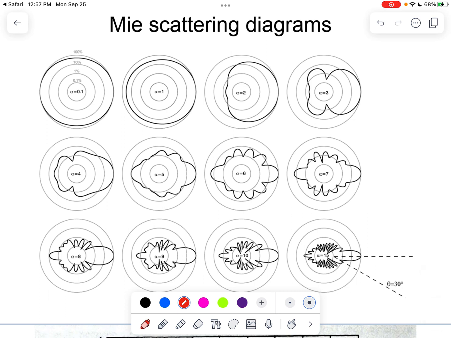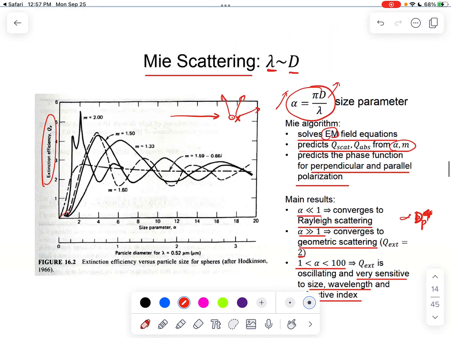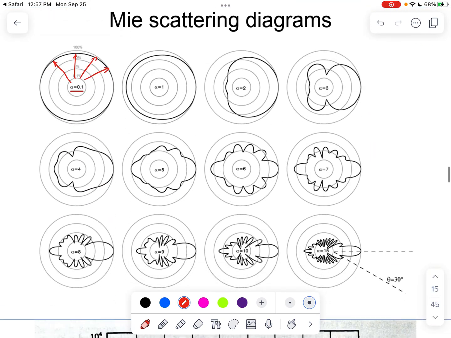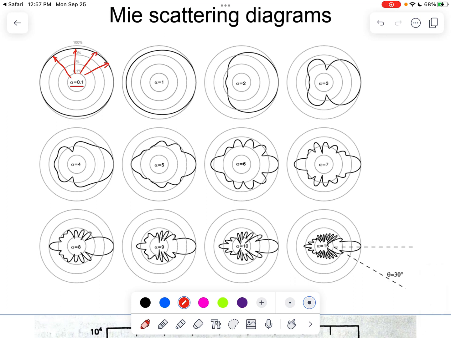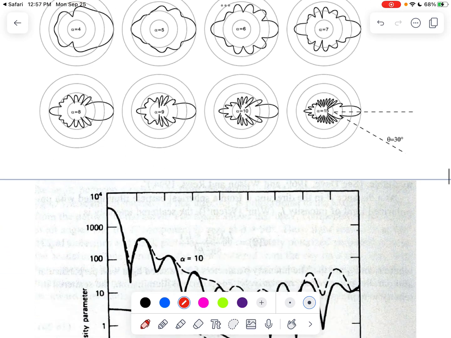Okay, so here it's showing you the Mie scattering diagram. So basically it's the intensity of the scattered light in different directions, and this is parallel to this page here. You can see where the particle size is relatively small, where it has a small alpha value, right, the size parameter, the scattered light intensity is almost uniform in all directions. And when the alpha value is further larger, right, in the intermediate range, you can see the scattered light starts to have these oscillations here. It depends on the theta value, it depends on the particle size, and also the refractive index, right?